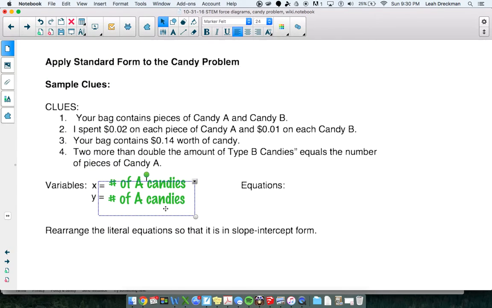Could you have switched those? Absolutely. I just chose to go alphabetical, so when I write my equations, it's easier for me to remember it. And so, pick your own method, but that's what I do.